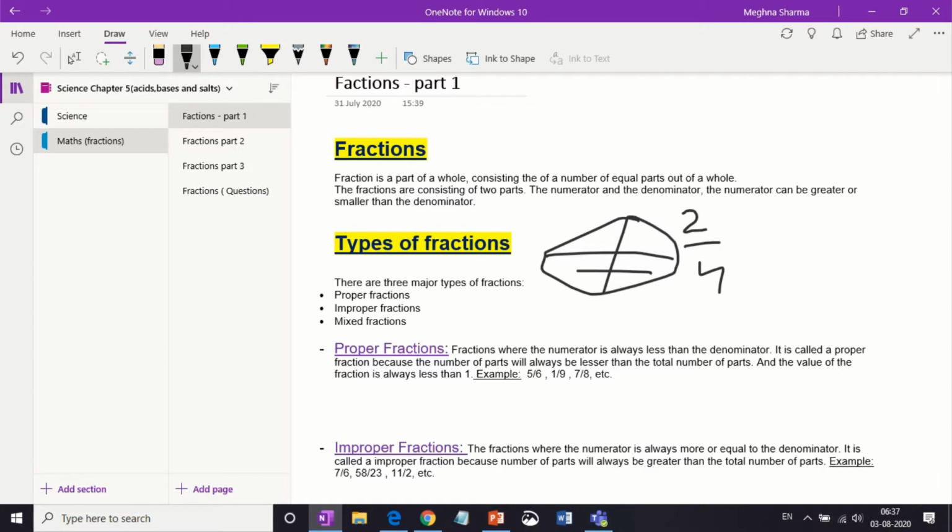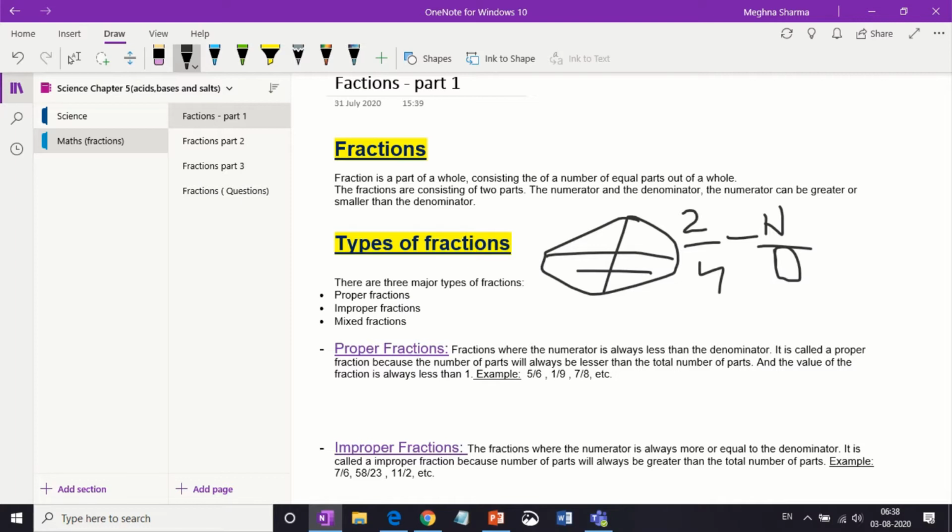As I told, a fraction is a part of a whole. 4 is a whole, right? This full is a whole and it's 4. And 2 is a part of 4. Now a fraction consists of two parts, the numerator and the denominator. Now what is the numerator and denominator here? 2 will become your numerator and 4 will become your denominator.